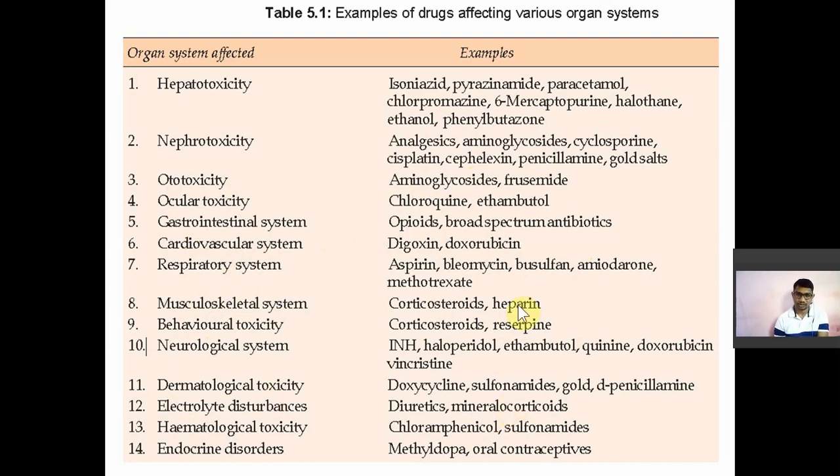They will cause respiratory acidosis. Skeletal-muscular system, corticosteroids and heparin, they will cause toxicity. Neurological toxicity is because of isoniazid, peripheral neuropathy. Then you have haloperidol, ethambutol, quinine, doxorubicin, vincristine. So these are the drugs, they can cause specific toxicity.